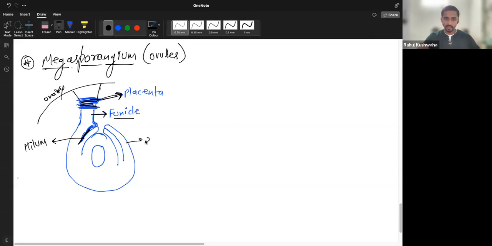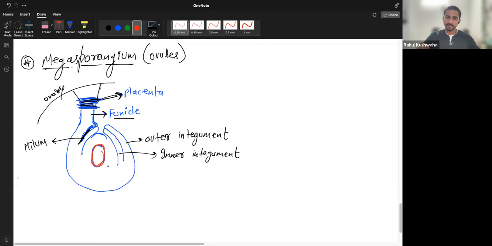This one is called outer integument. This is called inner integument. So there can be a couple of layers just to protect the embryo sac. What you see here, let me give it a red color, very important, is the embryo sac, which is at the center, at the heart of the ovule, because that's where everything important takes place. Okay.